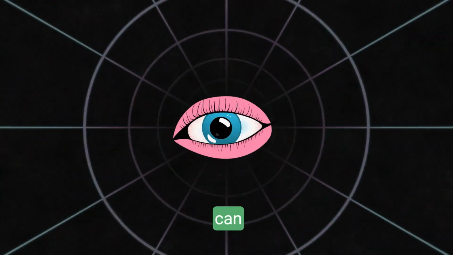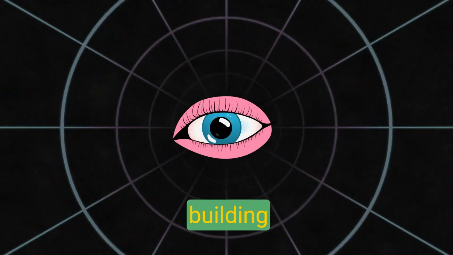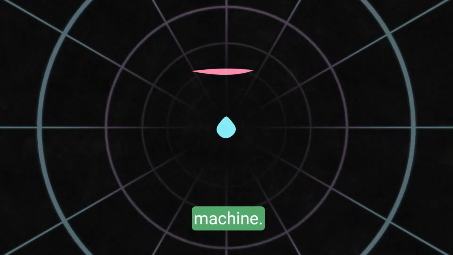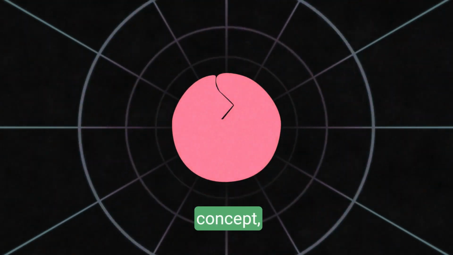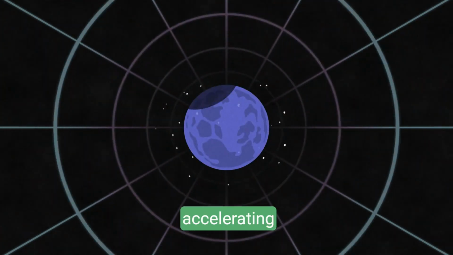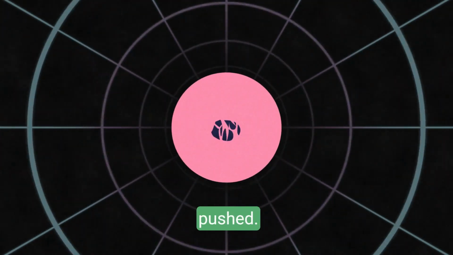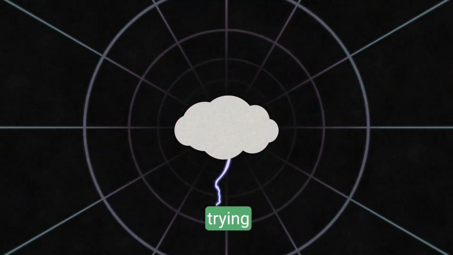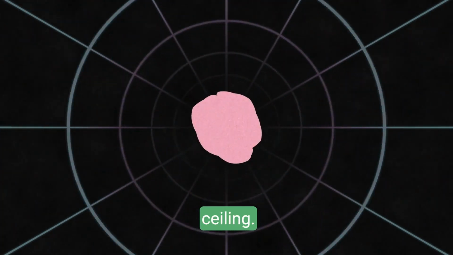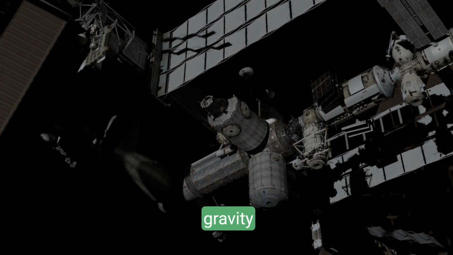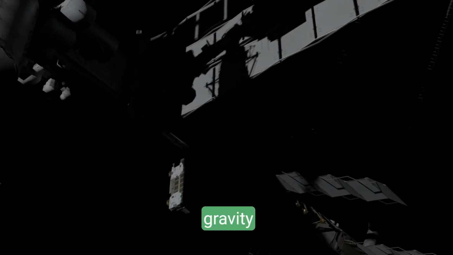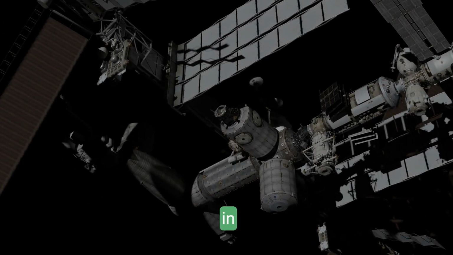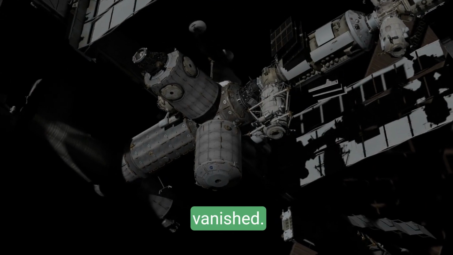Myth number 1, you can reverse gravity by flipping a switch or building a negative mass machine. Sorry, but negative mass is still a purely theoretical concept, and it would behave very weirdly, like accelerating backwards when pushed. Not exactly helpful when you're just trying to eat cereal on the ceiling. Myth number 2, zero gravity means no gravity. Nope. Even in space, gravity is still at play. The only reason astronauts float is because they're in free fall, not because gravity vanished.